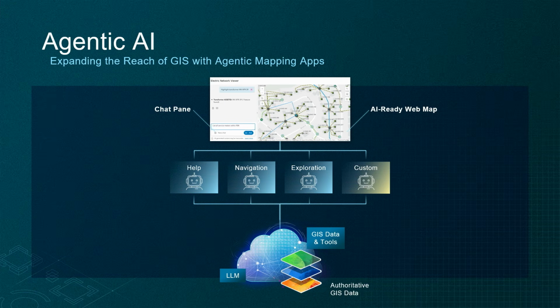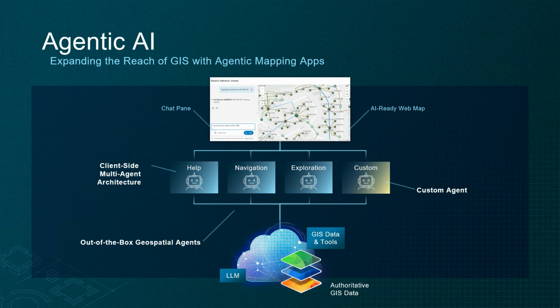These type of user experiences are powered by a collection of geospatial agents. They all work together. ArcGIS ships with out-of-the-box geospatial agents for data exploration and navigation, but of course, you can create your own as well. These agents connect to both large language models for reasoning, as well as your own GIS services to fetch the data they need and to use your authoritative tools from ArcGIS. So next, we're going to see in detail how these applications work.